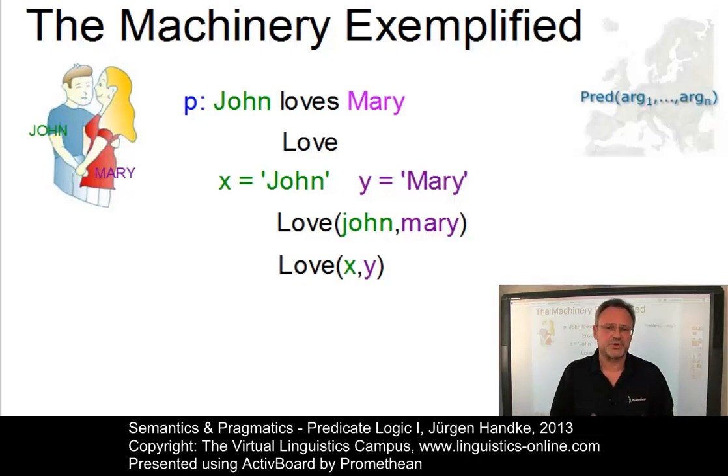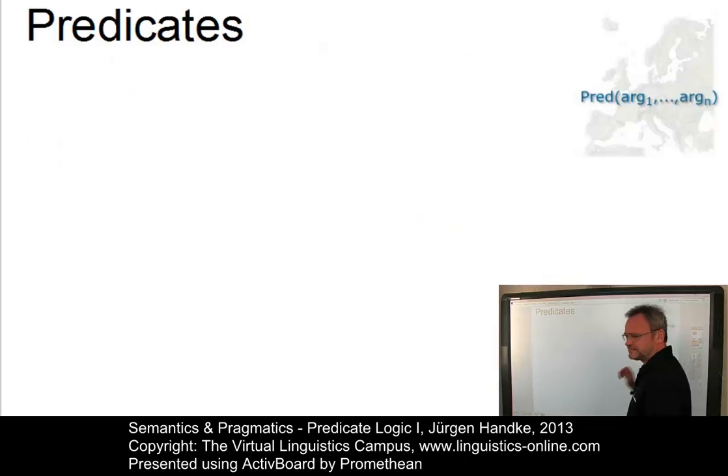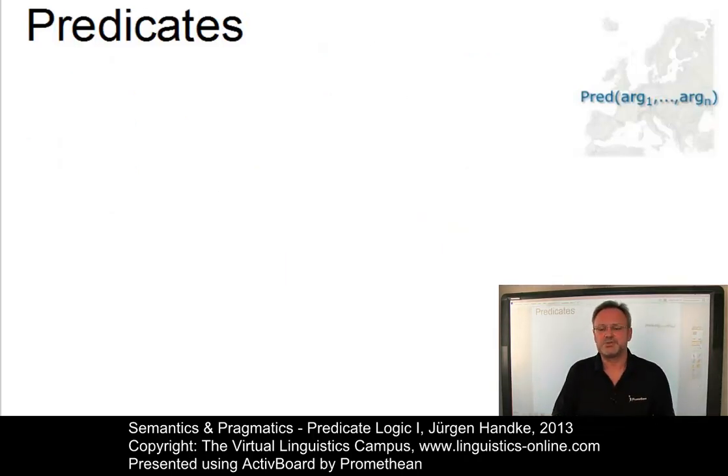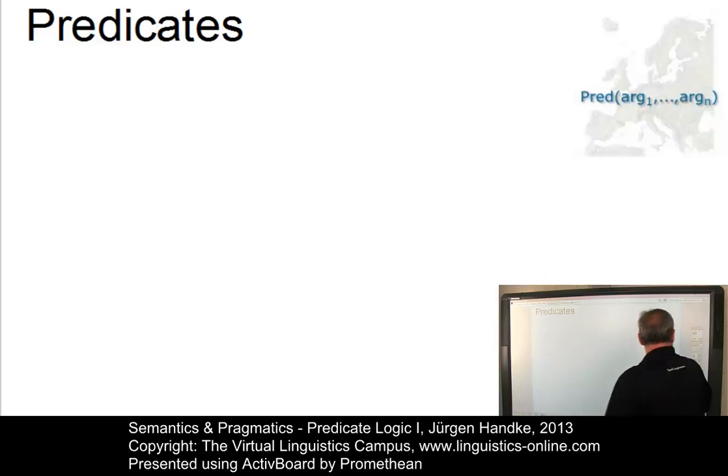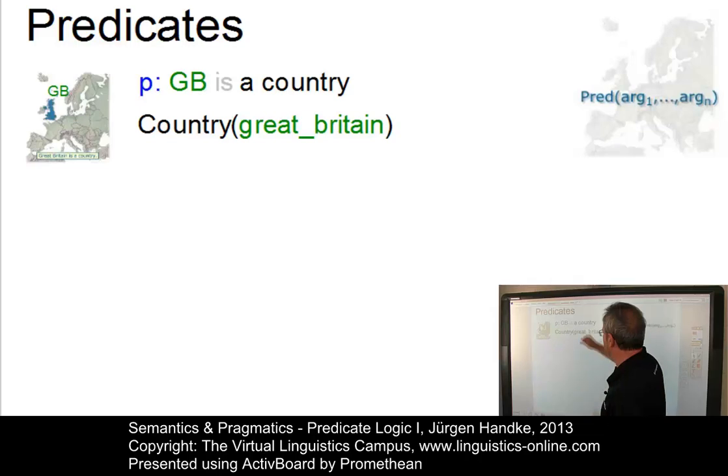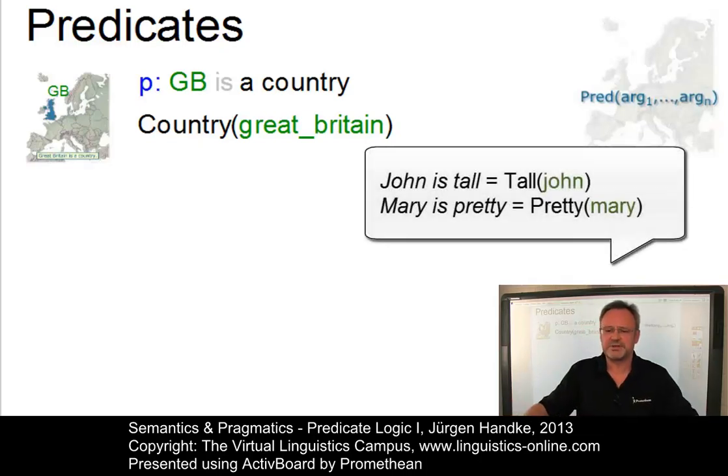As we can see, predications consist of two basic elements: predicates and their arguments. Each predication may have only one predicate, but it may have one or more arguments. So let's look at predicates in more detail. A simple predicate is one that assigns some property to its argument. So here we have the predicate country with one argument, Great Britain, and it can be read as Great Britain is a country. Other examples would be something like John is tall, Mary is pretty, and so on.